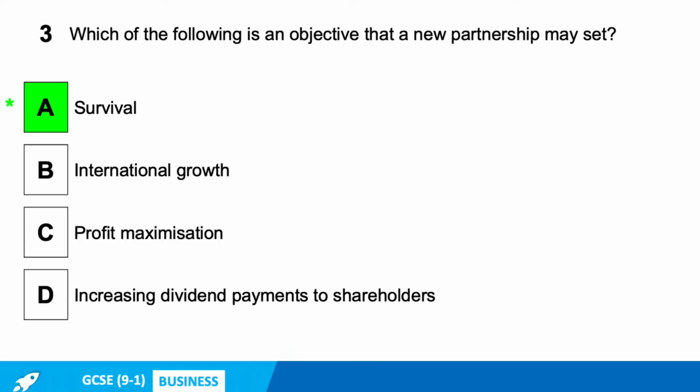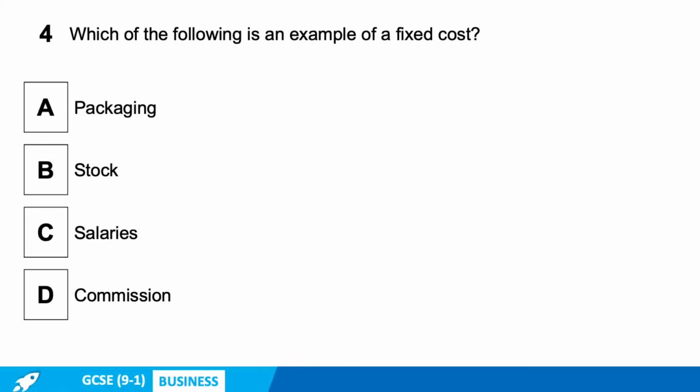So let's have a look at the last multiple choice question. Which of the following is an example of a fixed cost? So A, packaging, B, stock, C, salaries, or D, commission. So a fixed cost. AQA and Edexcel will possibly see this on Friday. So remember, for AQA, fixed cost comes under the section business planning 3.1.6. So fixed costs, variable costs, a common question that is asked in exams.